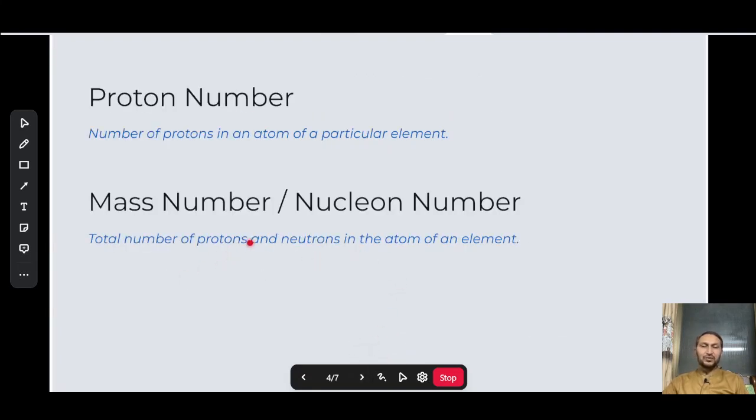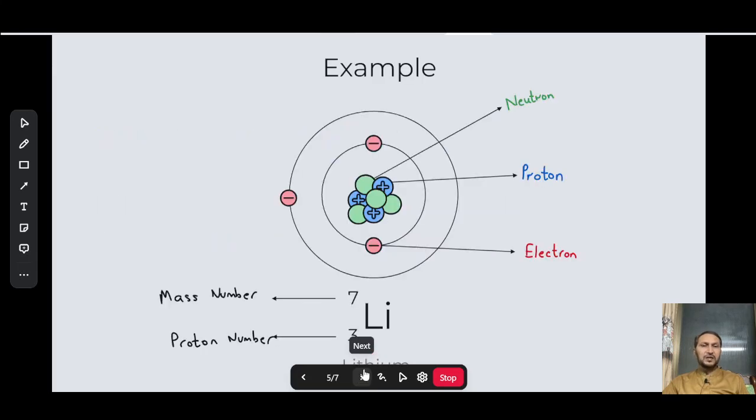The total number of protons and neutrons in an atom of an element is called the mass number. For example, lithium has 3 protons and 4 neutrons in the nucleus. It means it has a total of 3 protons and 4 neutrons. So 3 plus 4 is 7. That's why its mass number will be 7.